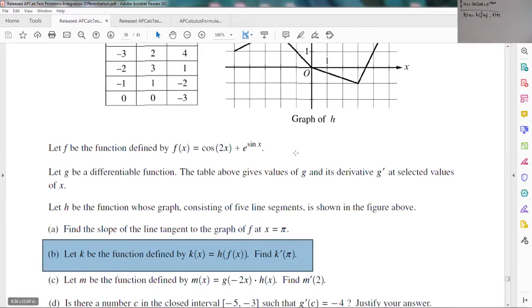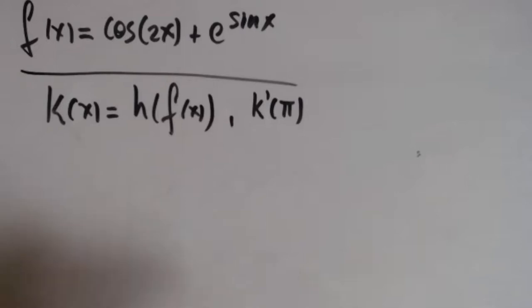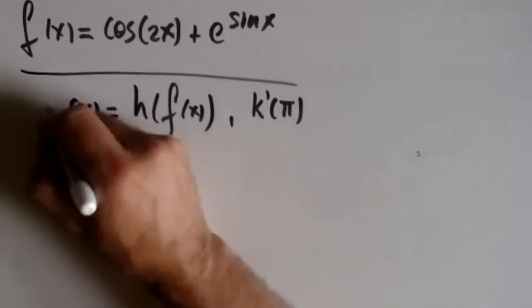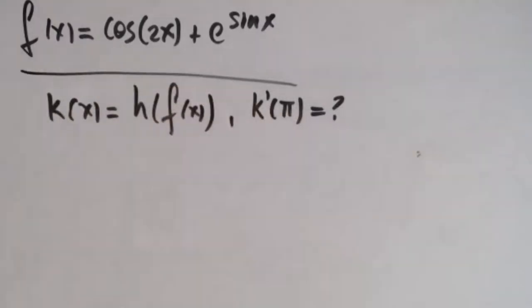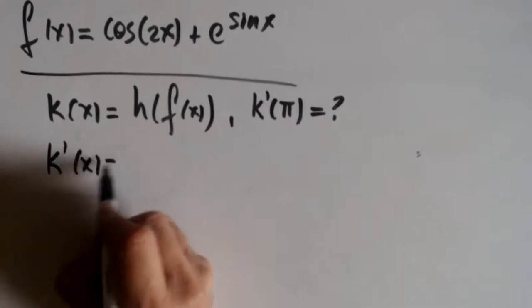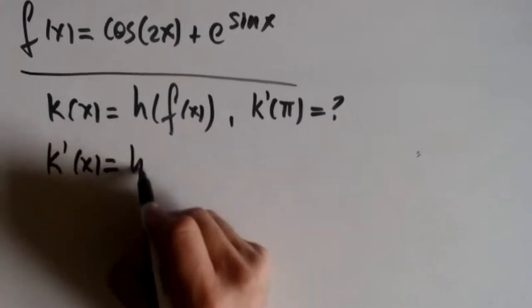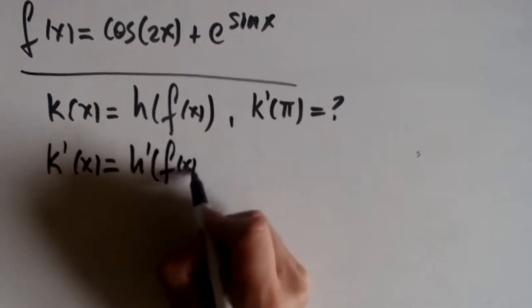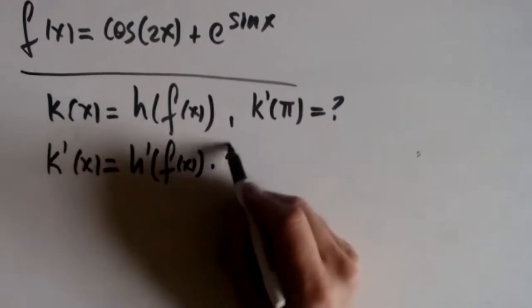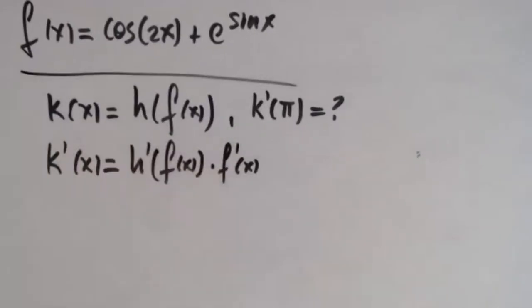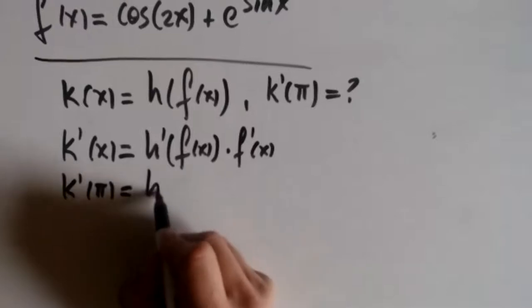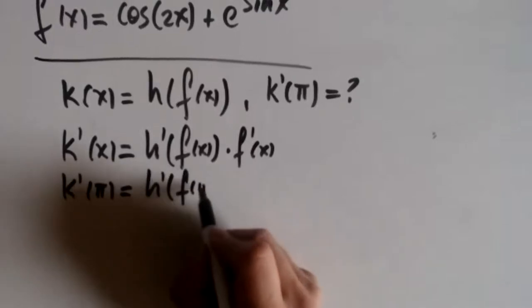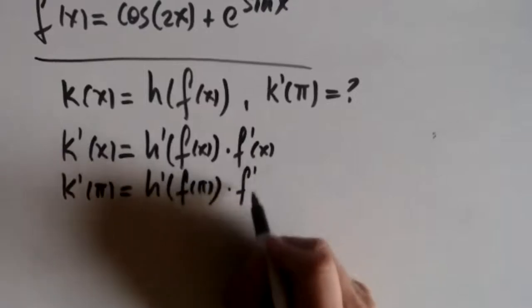Well, let's see. That's not difficult to solve. So this is a new function, right? K prime of pi is what we need. Let's find k prime of x. K prime of x is the derivative of this: h prime of f of x times f prime of x, correct? Now, k prime of pi is h prime of f of pi times f prime of pi.